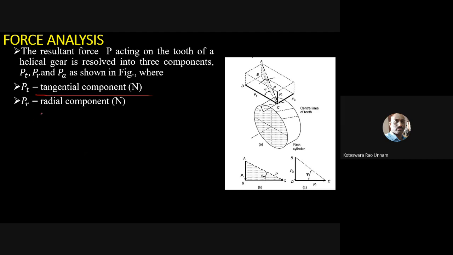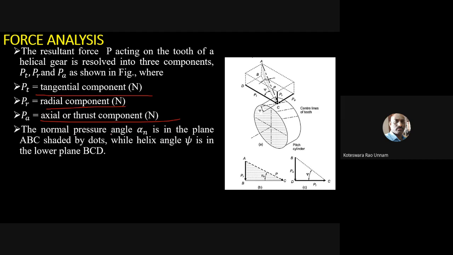PT is the tangential component, PR the radial component, PA the axial or thrust component. The normal pressure angle alpha n is in the plane ABC shaded by the dots. Here you can see this is the normal pressure angle, and psi is the helix angle, which is in the lower plane BCD, which you can take as the horizontal plane. So from this triangle you can write PA is equal to PT tan psi. Here it is in three dimensions, so if you write it in two dimensions, you will get these triangles. PR is equal to PT tan alpha n divided by cos psi.